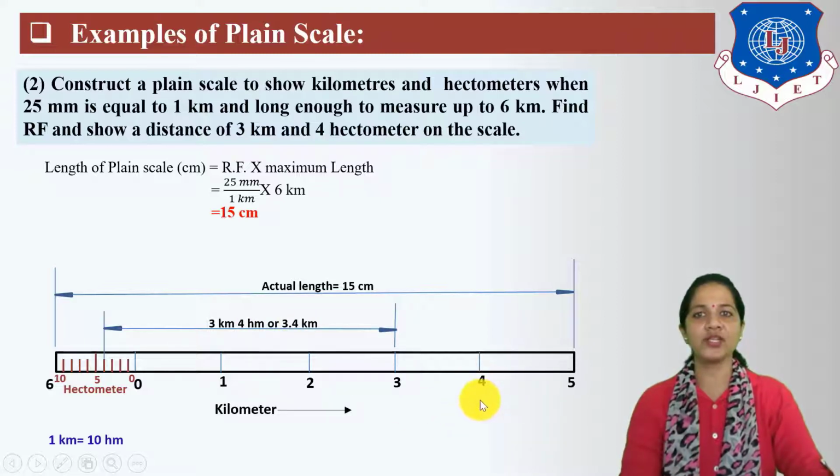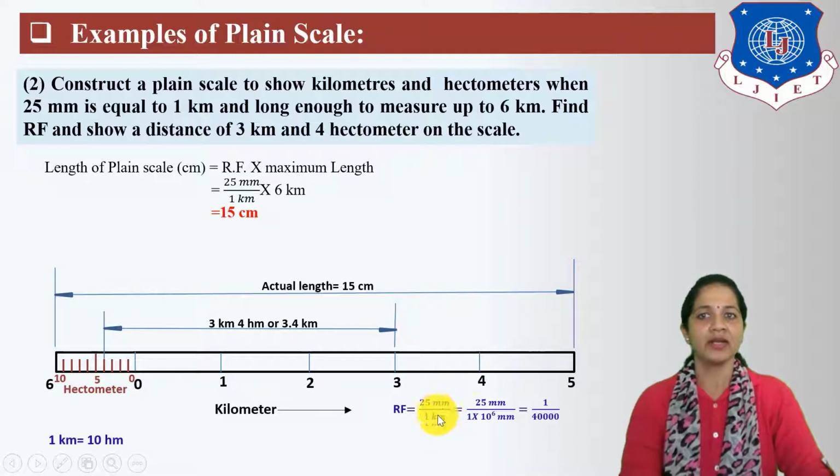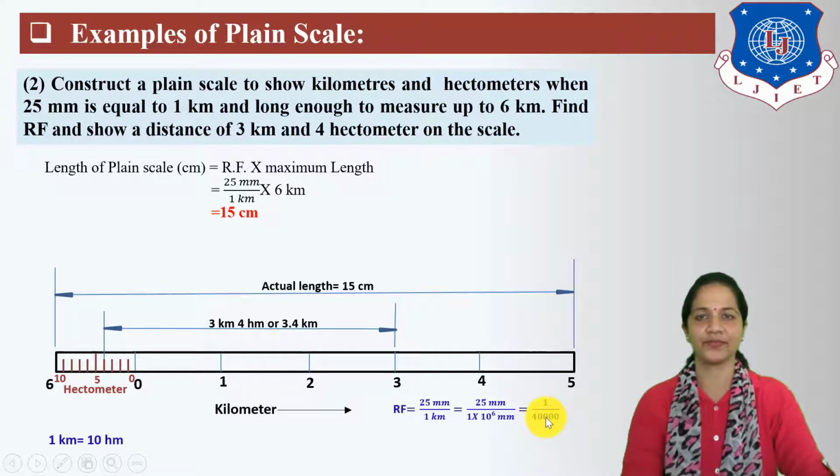Now mention the RF on the right side of the scale. RF is equal to drawing size divided by actual size. The drawing size is given as 25 mm. The actual size is given as 1 kilometer. So 1 kilometer converted into mm is 1 into 10 raised to 6. And RF is equal to 1 upon 40,000.